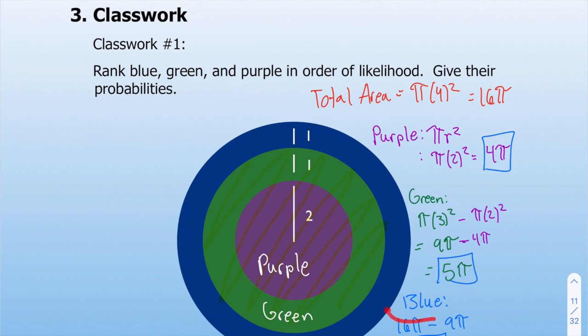Now to get the blue, okay, this ring, to get this blue ring, obviously you want to take the whole thing, take this whole circle, which the whole circle is again 16 pi, okay? And then you subtract it by this right here, this is 9 pi. Okay, boom, subtract by 9 pi.